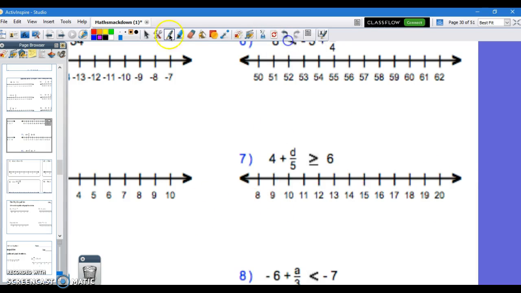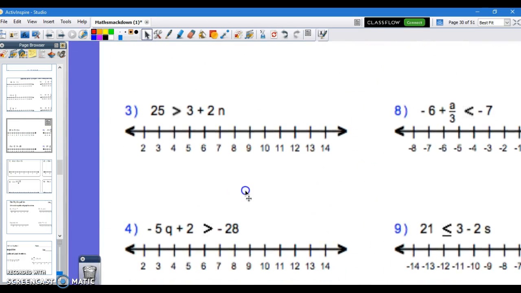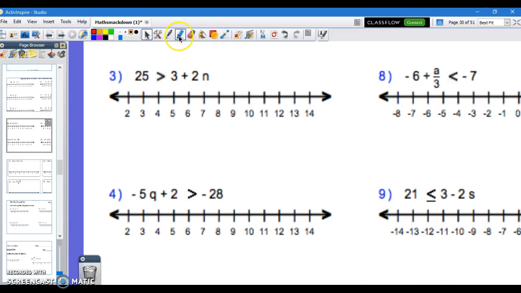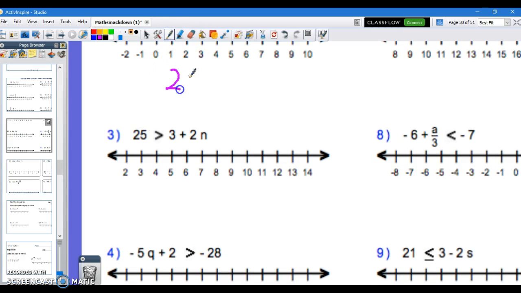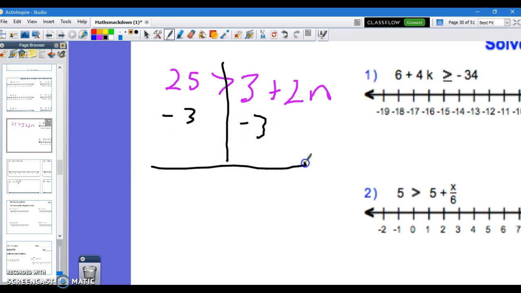One more. I'll do number 3. I have 25 greater than 3 plus 2n. Okay. Let me get rid of that 3. See it? 25 minus 3 is 22. That cancels out. My greater than sign stays. And I have a 2n.